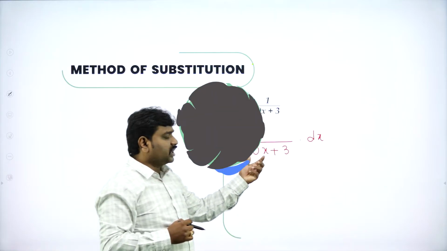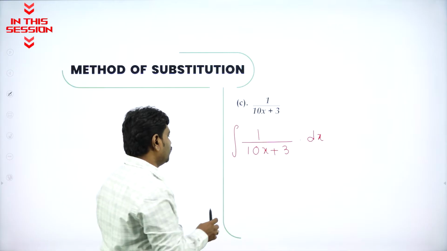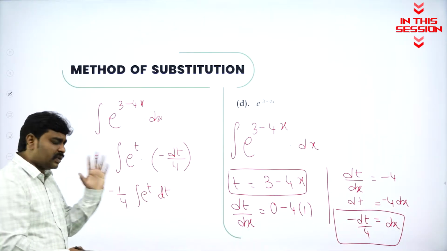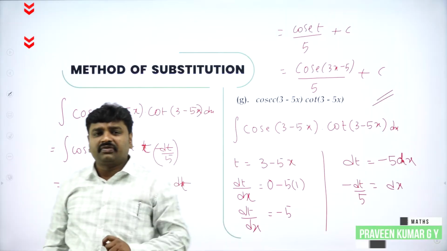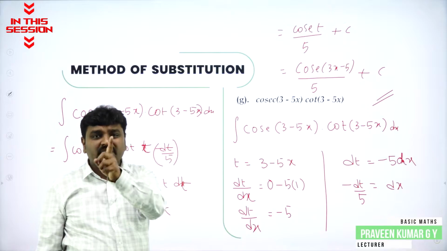So in the denominator I have 10x plus 3. Try to take that as t and get the remaining value. All of you know integration of e power x is e power x. Integration of e power t is e power t. So we have a formula. In the formula list you have learned integration of cosecant into cot. Integration of cosecant into cot is minus cosecant x.